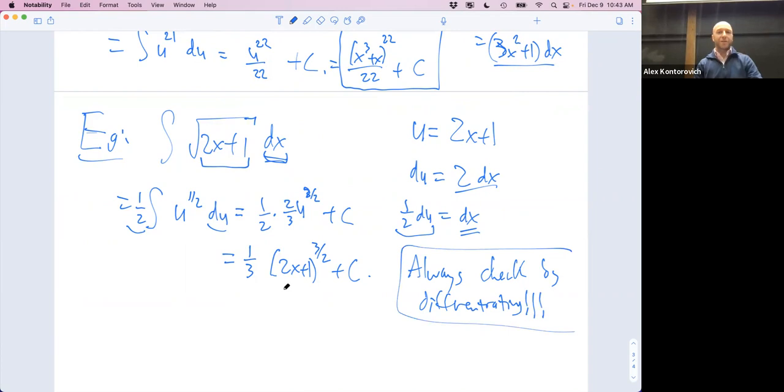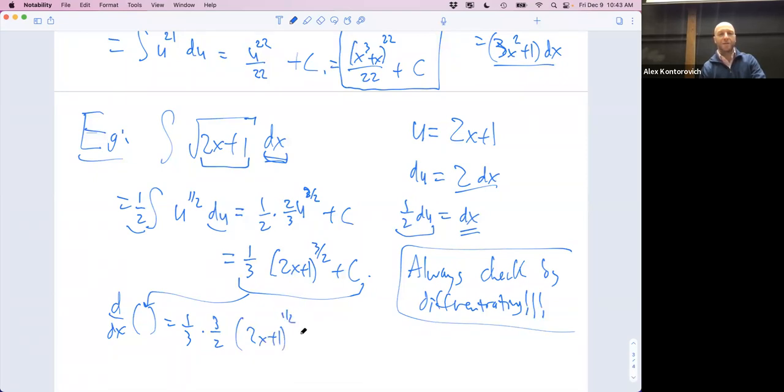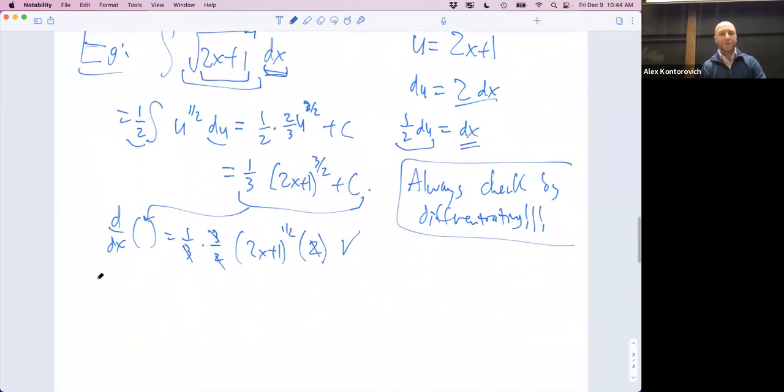Okay, the constant I never have to worry about. If I differentiate this, the 3/2 comes down, makes that one. Okay, let's do it. Let's differentiate this. d/dx of this is, I get a 1/3. The 3/2 comes down. I get a 2x plus 1 to the 1/2. Chain rule, 2x plus 1, the derivative is 2. And the 3's cancel and the 2's cancel, and I get square root of 2x plus 1, which is exactly what the integrand was. Okay. Always check your work. Any questions?